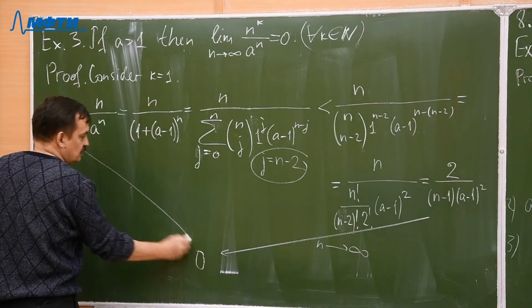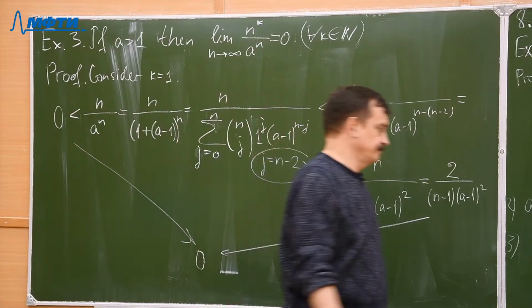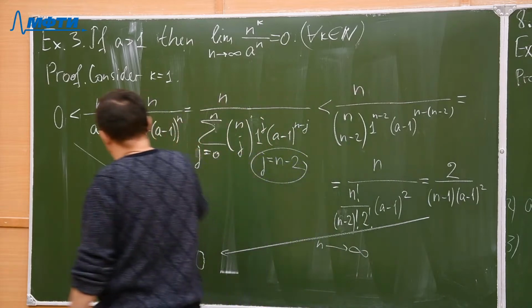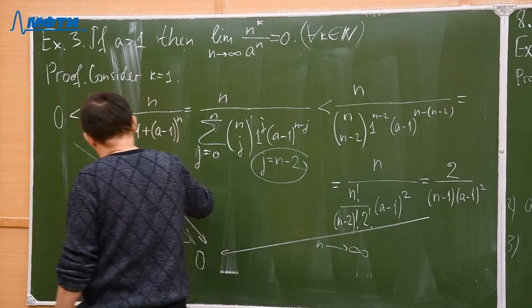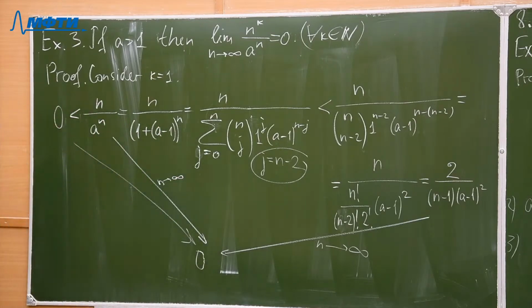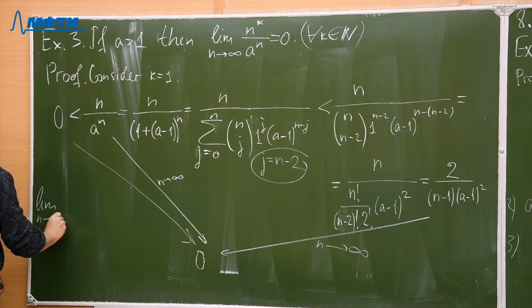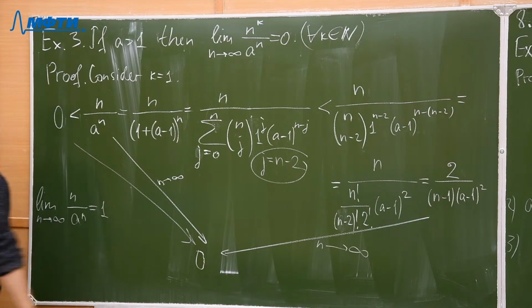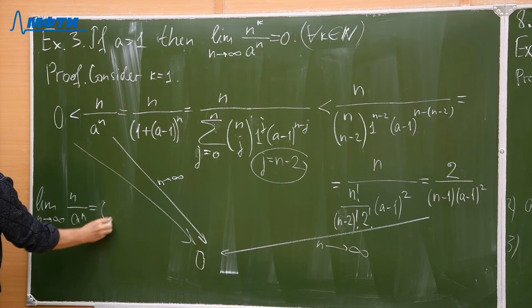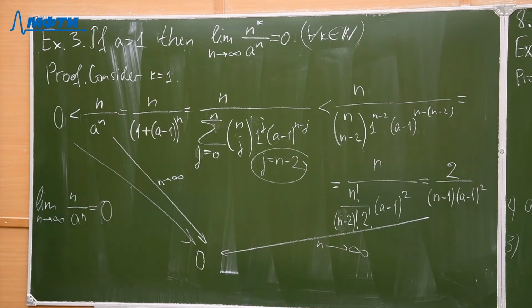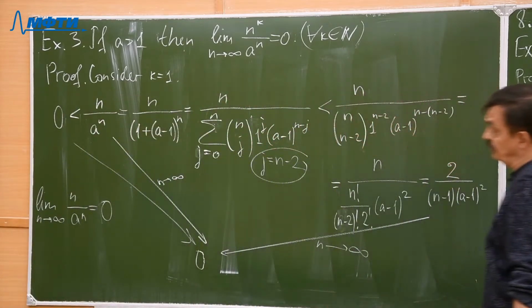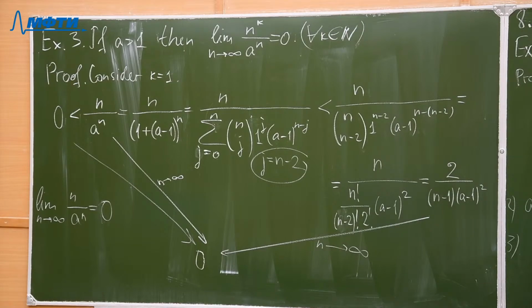And the same is true for the left-hand side. So the two-policeman theorem again says that the limit of n over a to the power n equals 0. Okay, so it means the case k equals to 1 is ready.